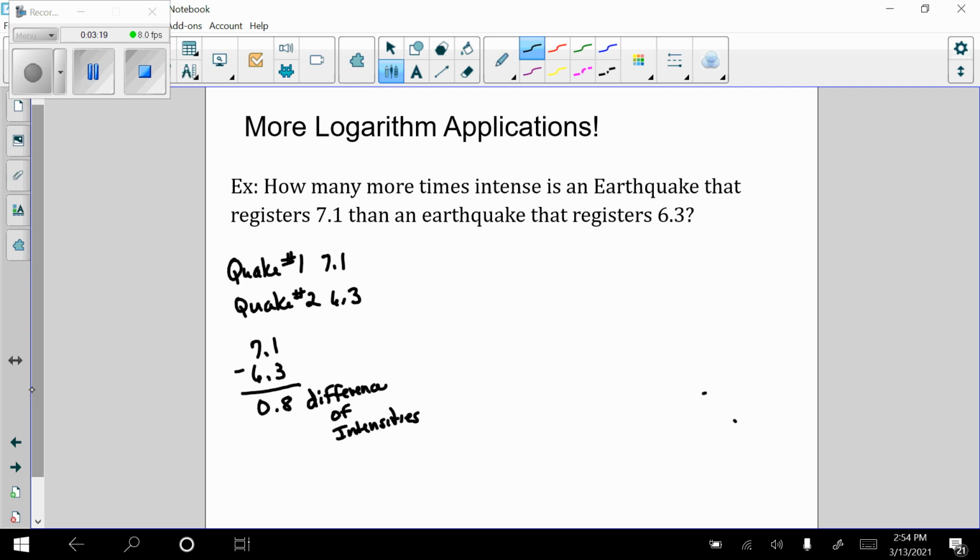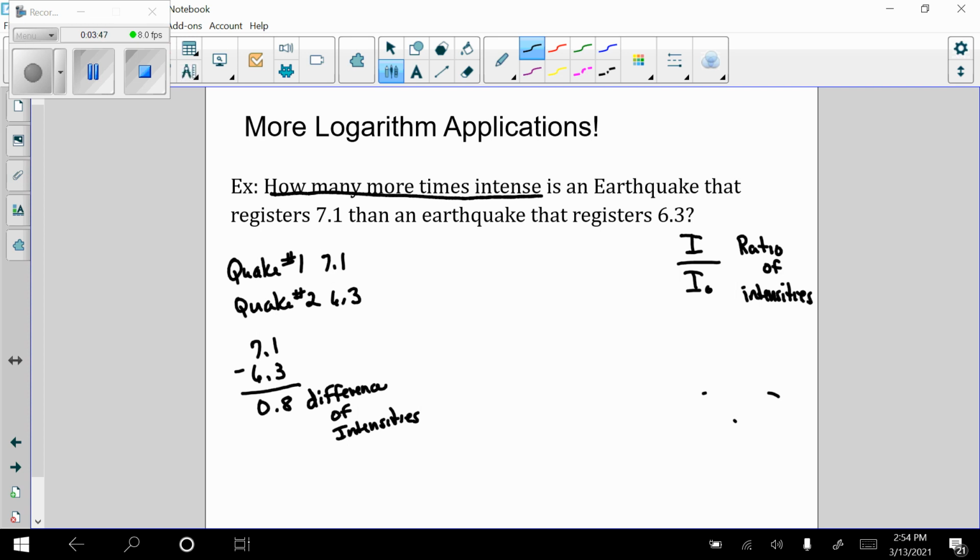Okay, so one thing we need to think about as well is that I over I sub 0 that I talked about yesterday. So remember, that's the stronger quake over the weaker quake. So that is called my ratio of intensities. Basically, what I'm looking for is that ratio. How many times more intense?